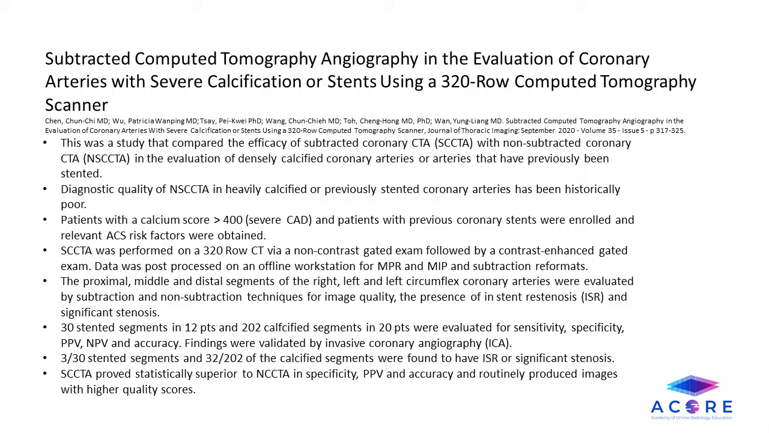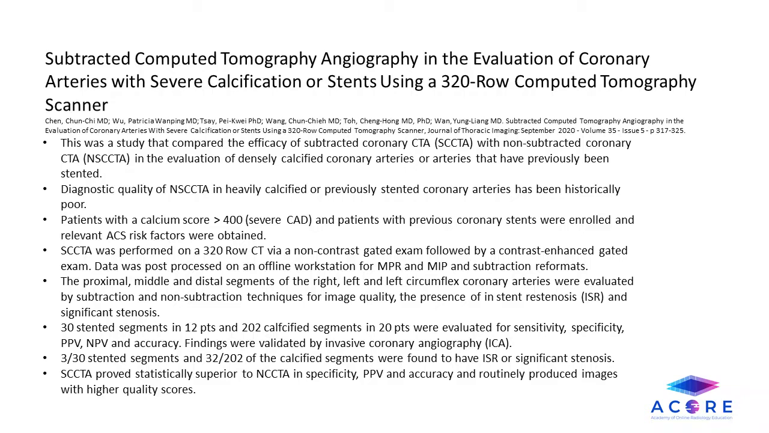All examinations were performed on a 320-row Toshiba CT scanner and were performed in a prospective manner with a breath hold during a single heartbeat. For the subtracted coronary CT angiogram, or CTA, a non-contrasted exam was first performed, followed by the contrasted portion. These data were then processed on an offline workstation, allowing for the creation of multiplanar reformats, maximum intensity projections, and for volume rendering. The proximal, middle, and distal segments of the right, left, and left circumflex coronary arteries were evaluated by subtraction and non-subtraction techniques for image quality.